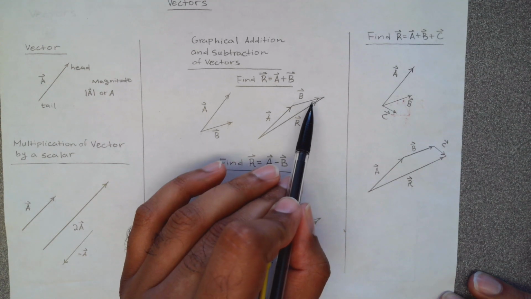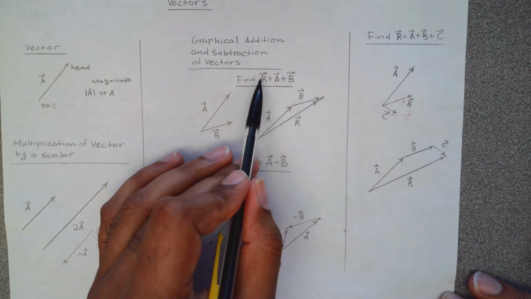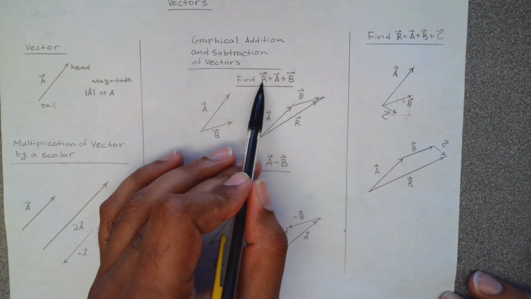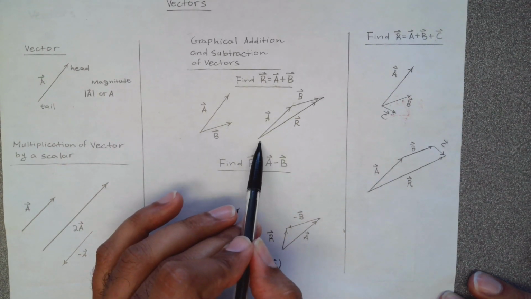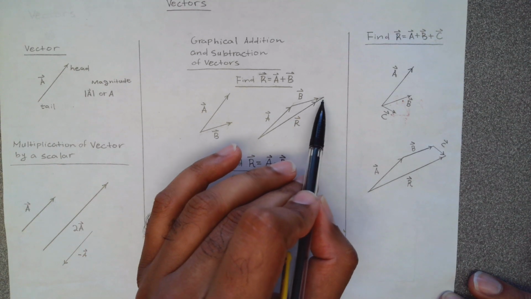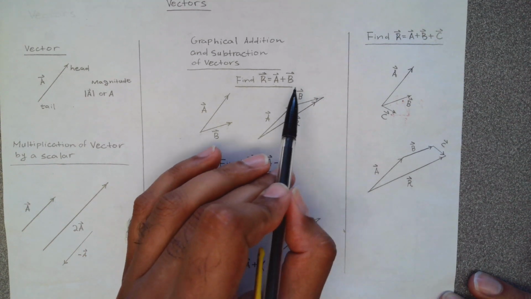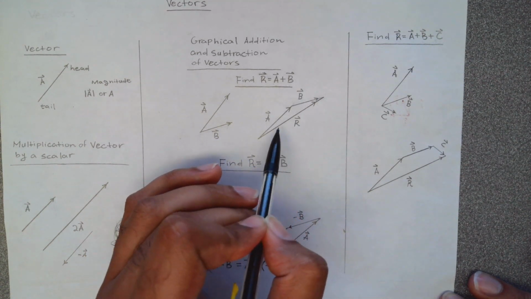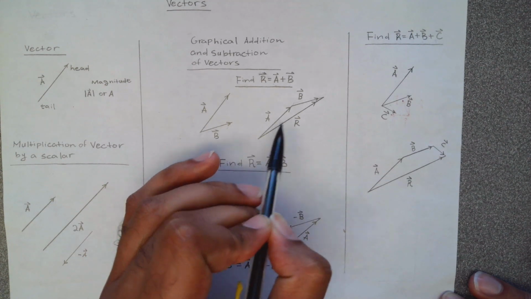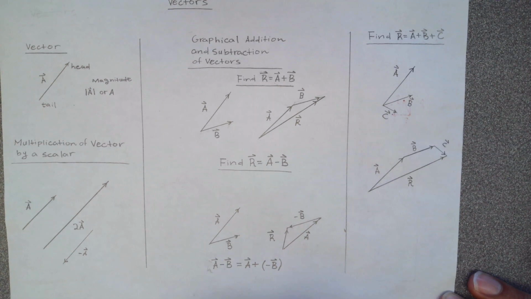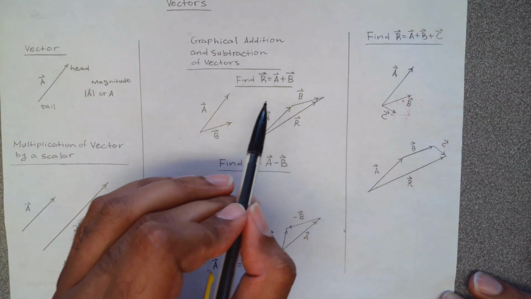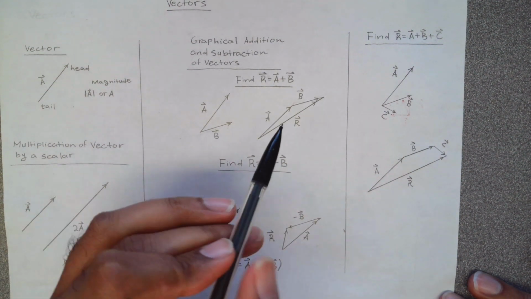The vector R is going to go from the tail of the first vector to the head of the last one that you add. In this case, the last one we're adding is just B. So it's going to go from the tail of A to the head of B. So I hope that's clear. This is how we add vectors graphically.